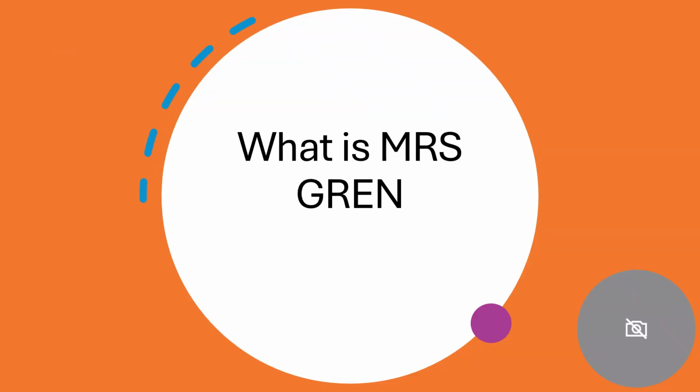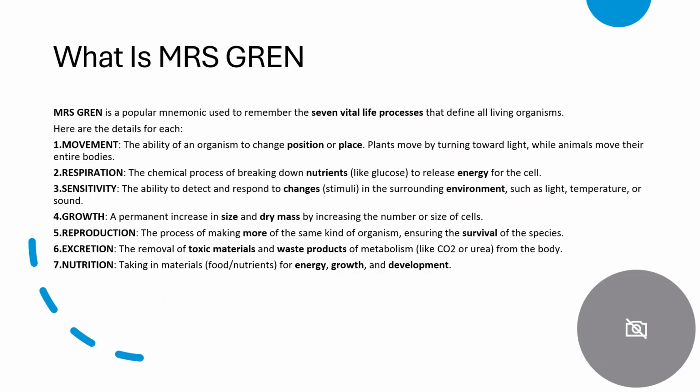Now, what is MRS GREN? MRS GREN is a popular mnemonic used to remember the 7 vital life processes that define all living organisms. Here are the details for each.